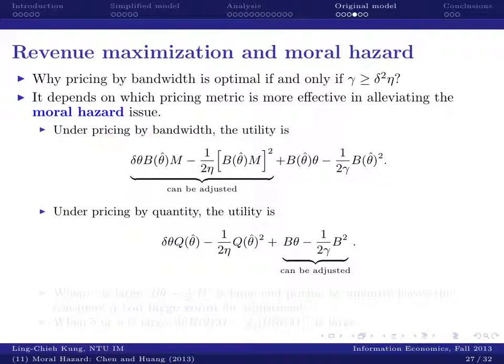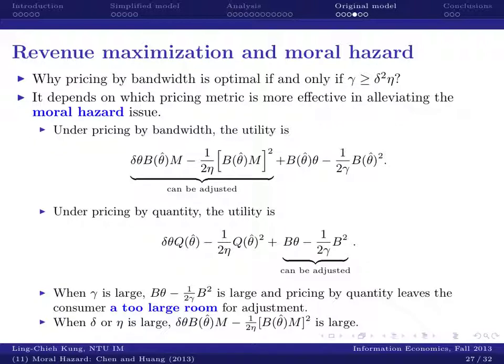If we price by bandwidth, the utility function will be this one. We exclude the price, so we only focus on the utility part. If we price by bandwidth, then bandwidth will be fixed, and the consumer can only adjust minutes to adjust the first part. Or if we price by quantity, the utility will become this one. Quantity now becomes fixed, and the consumer can only adjust the second part.